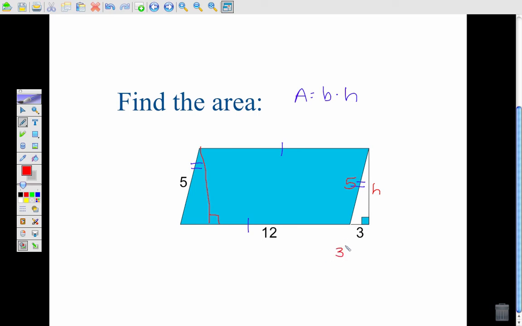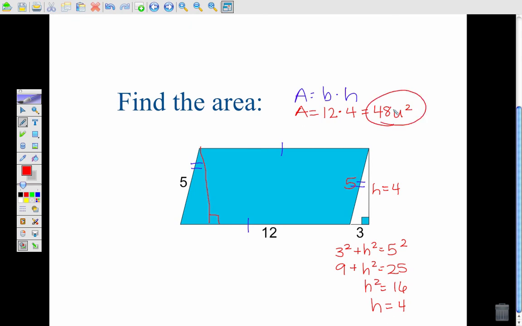Okay, so since this is a right triangle, we're going to use the Pythagorean theorem. So I have 3 squared plus h squared equals 5 squared. 9 plus h squared equals 25. So h squared equals 16 and h equals 4. Okay, so we're going to go back up to our shape. H is 4. So now I can take area is base times height. So my base is 12 and the height is 4. So this is 48 units squared.